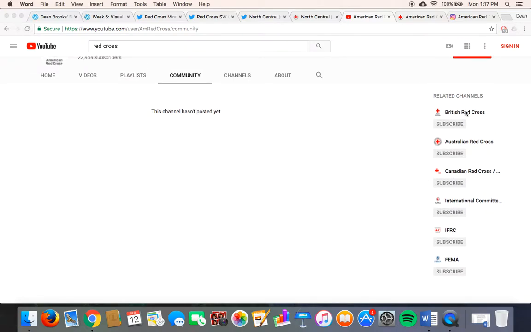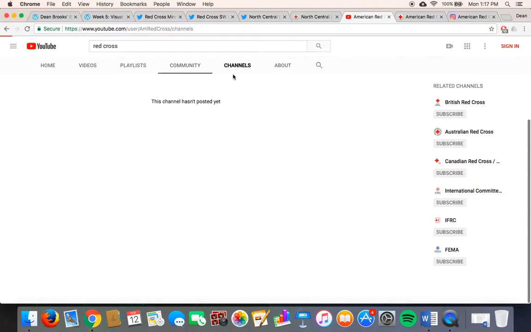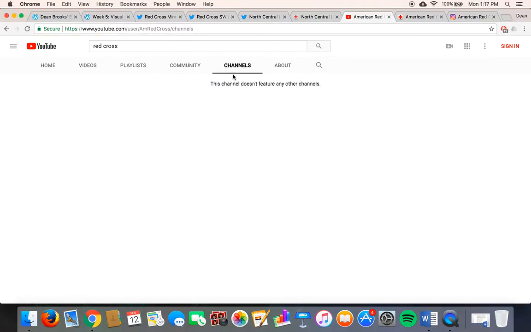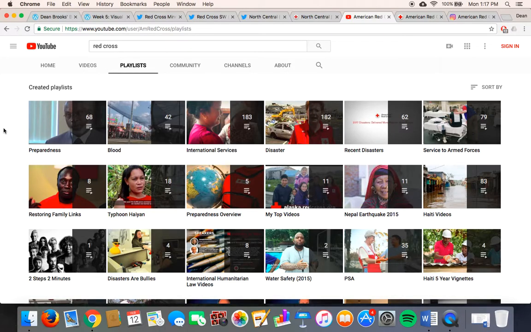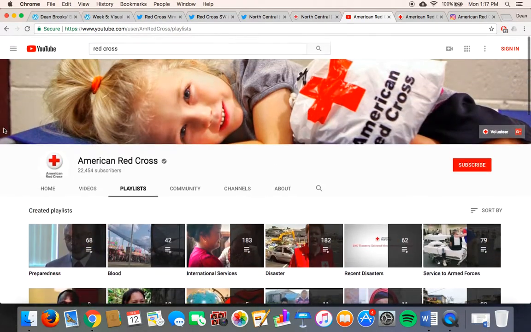Every one is localized. So you have different types of Red Crosses. You've got the Canadian, international, Australian, British, and so forth that you can go to. It's not just one particular site. Again, on the channels here, it doesn't feature any other channels. It stays pretty well focused on just the Red Cross and maintaining that consistency.